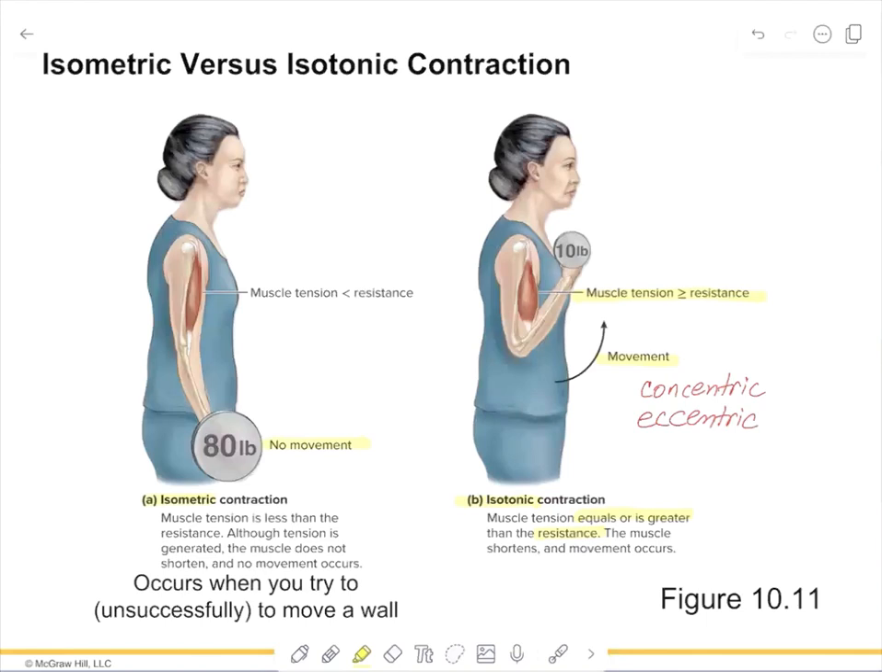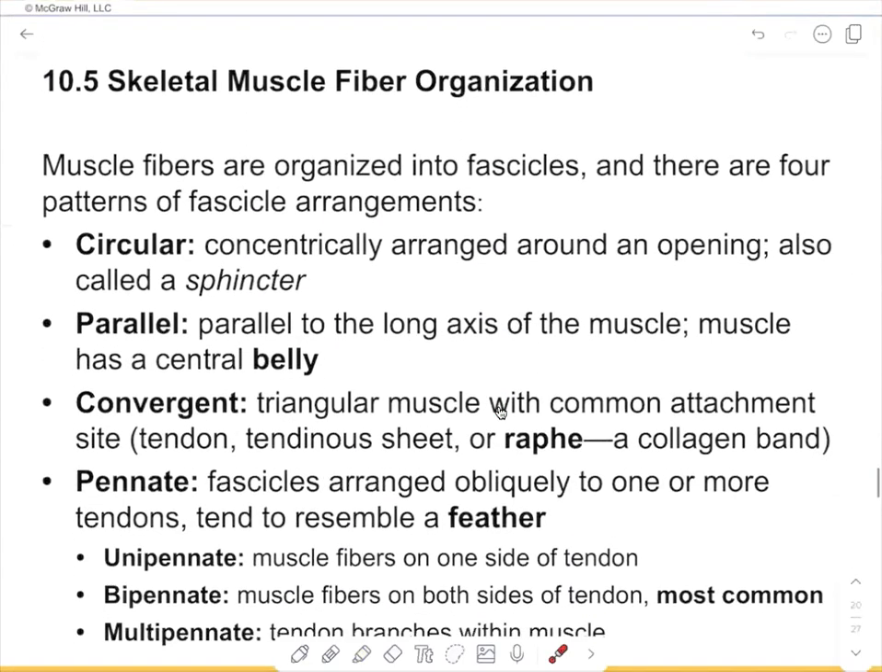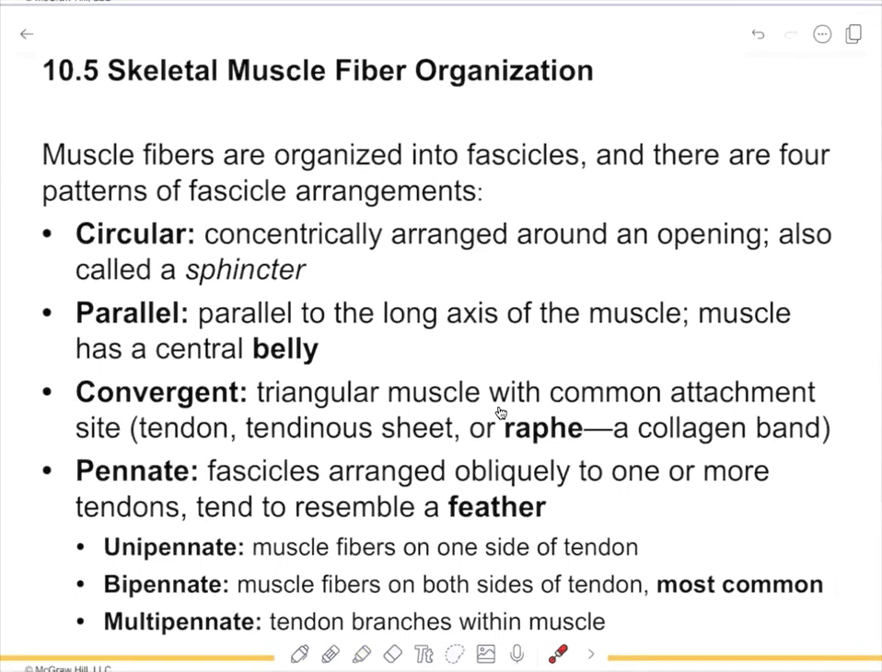It could be that you are trying to move a force that is too great to actually move, or you are deciding to hold your arm in an isotonic movement. So tension is generated, but there's actually no movement that occurs in this example. So you should be aware of these two examples. So in isometric, the length of the sarcomere actually does not change, but during an isotonic contraction, the length of the sarcomere does change. So let's look at the skeletal muscle fiber organization.